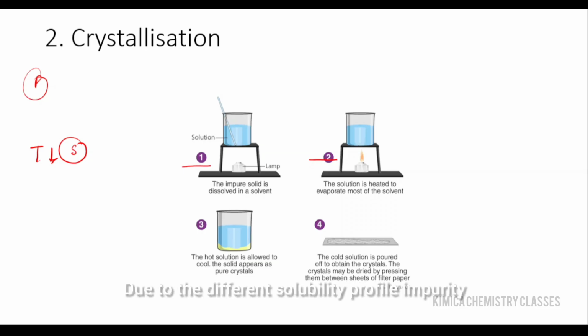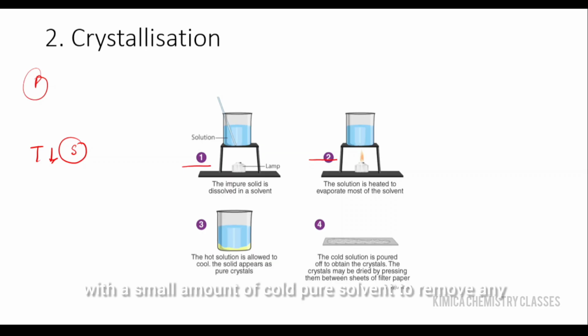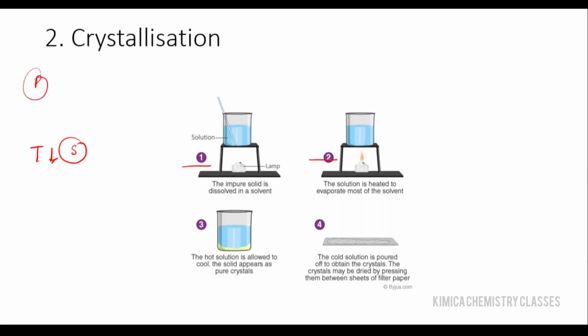Due to their different solubility profile, impurities either tend to remain dissolved in the solution, known as the mother liquor, or are completely insoluble, so that they can be filtered out. The crystals of the pure compound are then separated from the mother liquor, and then washing and drying take place. The collected crystals are usually washed with a small amount of cold pure solvent to remove any mother liquor impurities and then dried.